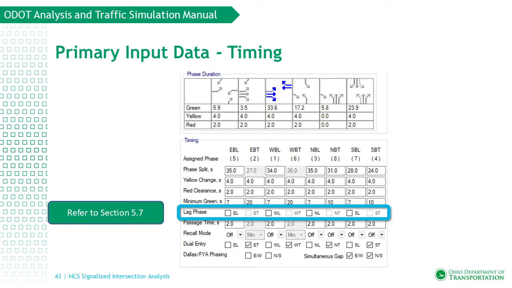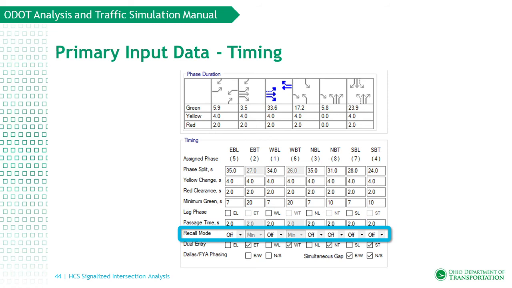When the signal is selected to be actuated, such as is the case in this sample project, the coordinated phases are automatically selected to be minimum recall. Other phases can be selected to have maximum or minimum recall modes. When the signal is selected to operate in pre-timed mode, all approaches are set to maximum recall modes.